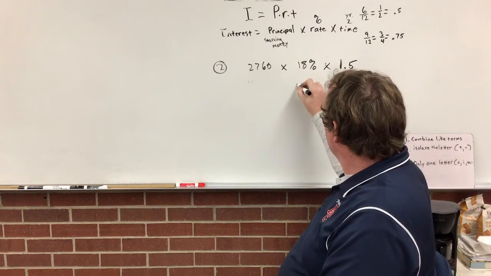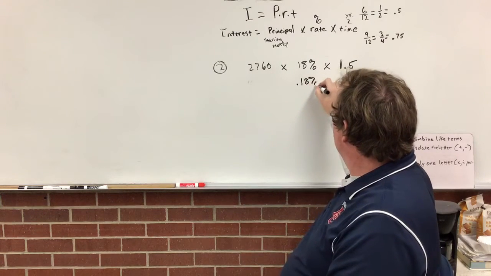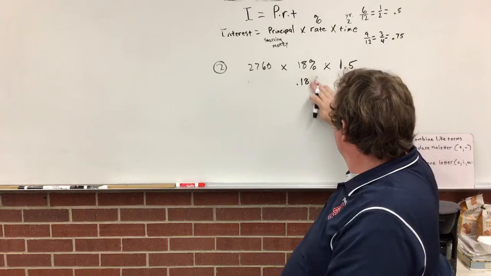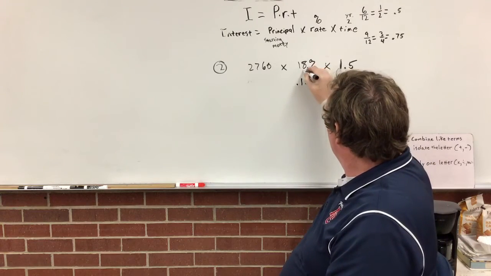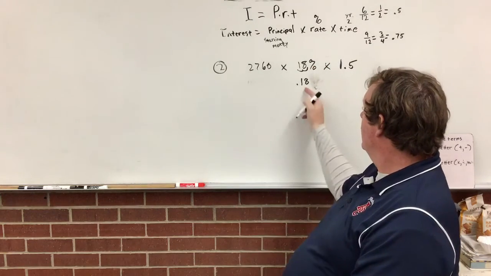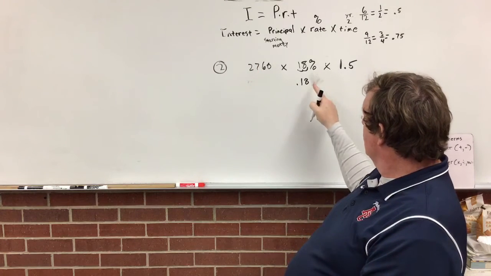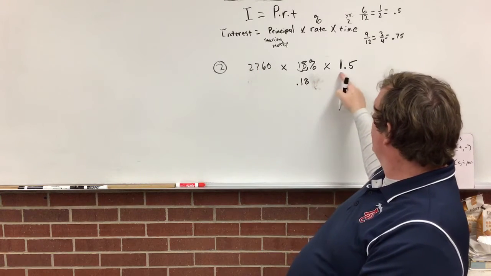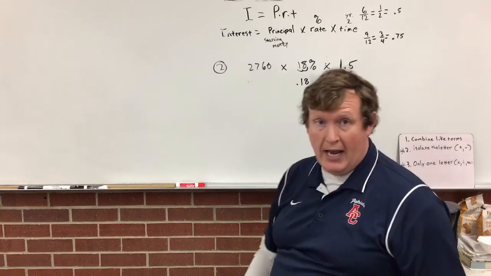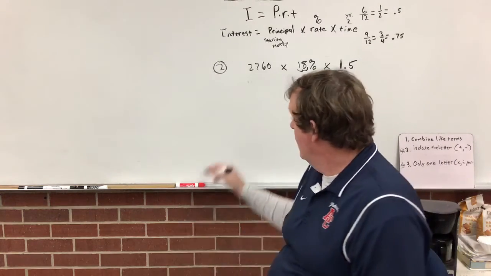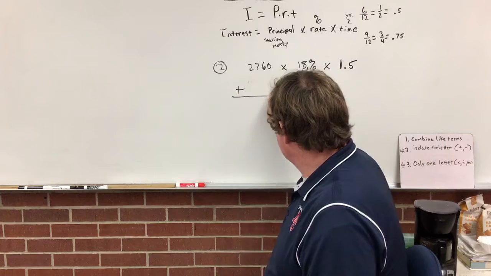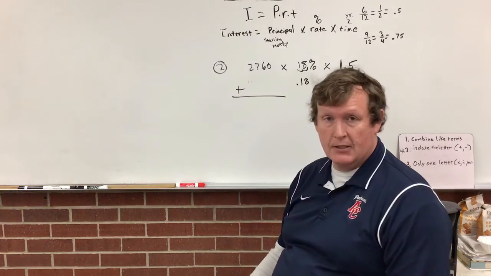Okay, last thing you got to do is change this to, nope, get rid of the percent, change it to a decimal. Move the decimal 2 places over, that becomes 0.18. So 2,760 times 0.18 times 1.5 or 1.5 years. That answer then gets added to this.